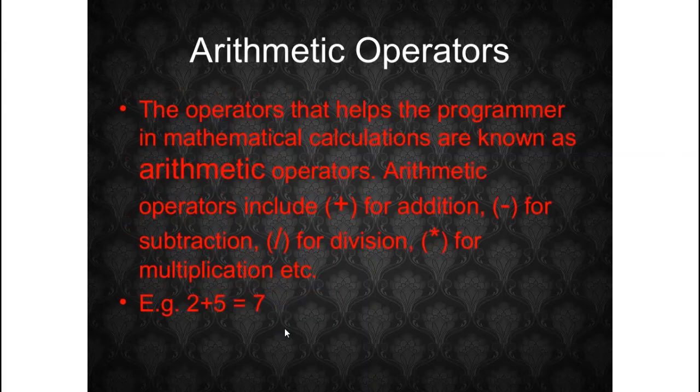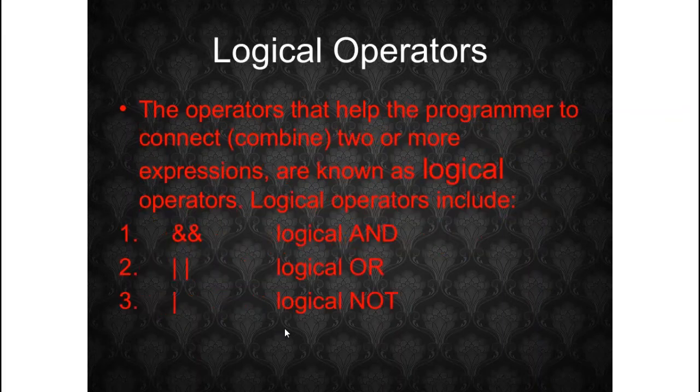Starting with arithmetic operators. The operators that help the programmer in mathematical calculations are known as arithmetic operators. Arithmetic operators include plus for addition, minus for subtraction, front slash for division, asterisk for multiplication, etc. For example, 2 plus 5 equals 7.